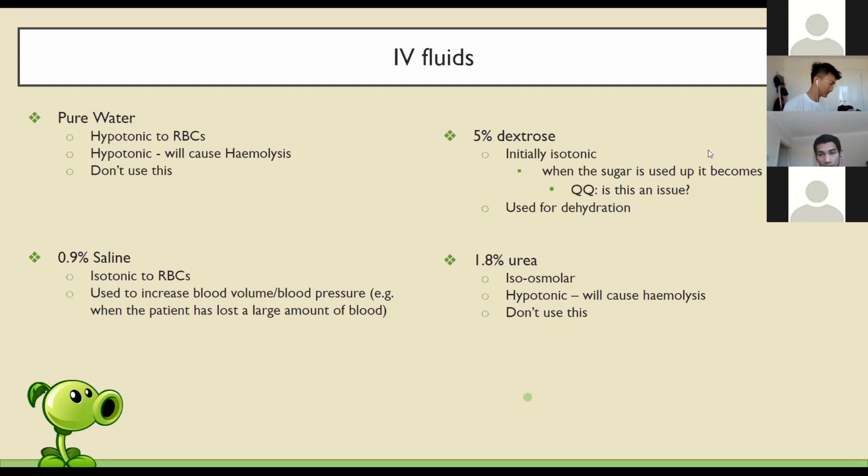A common trick that they put in is that saline is 0.9%, but they'll commonly write it down as 9% instead, just to trick you. So let's go through them properly.